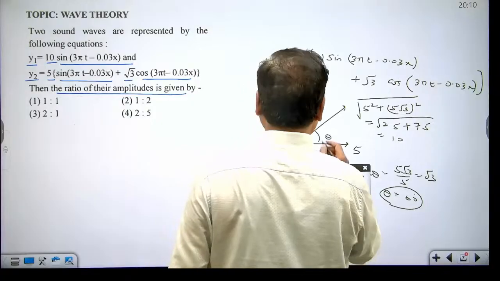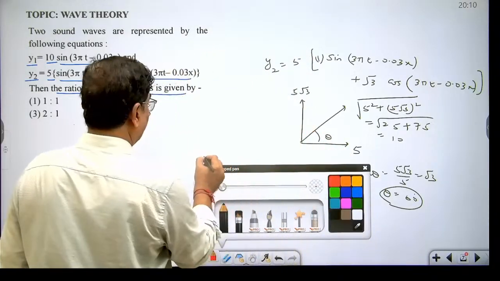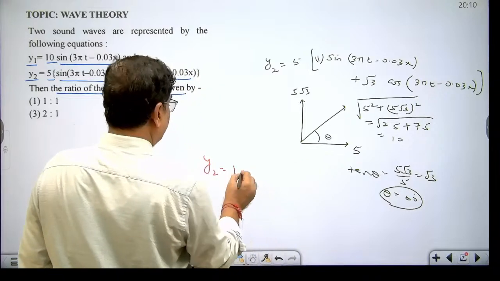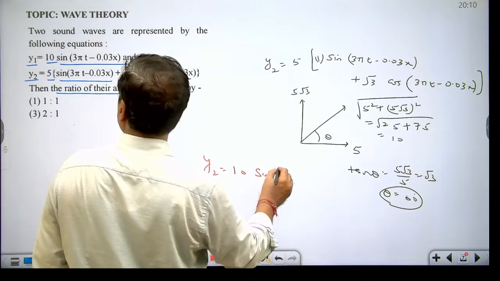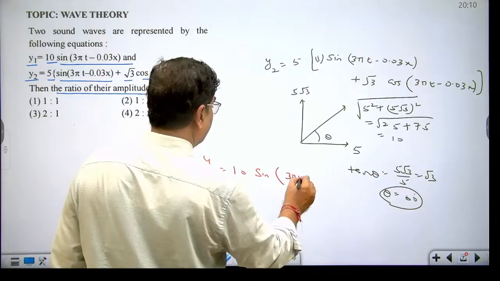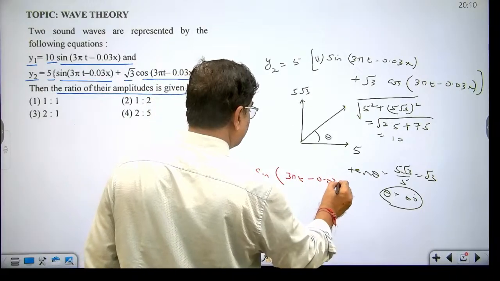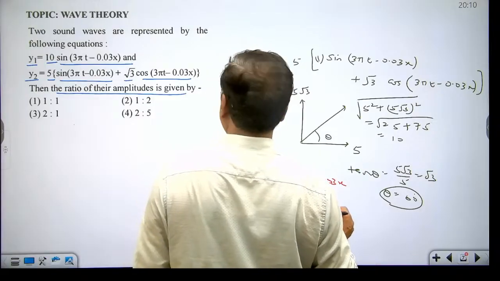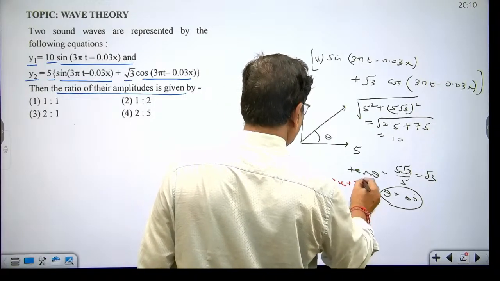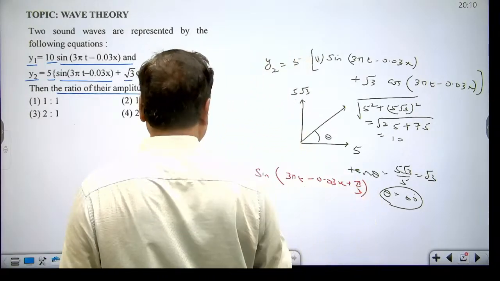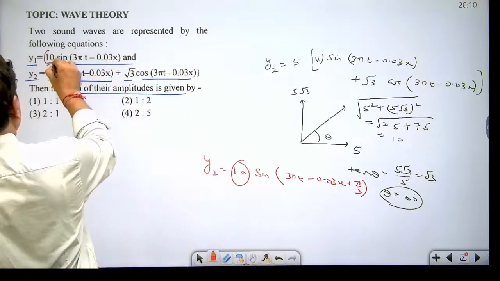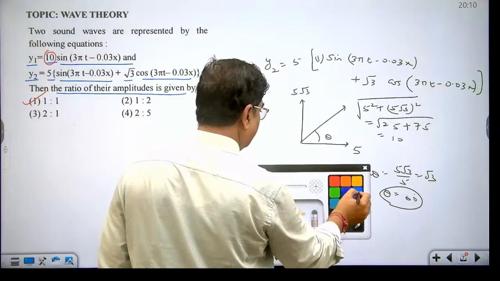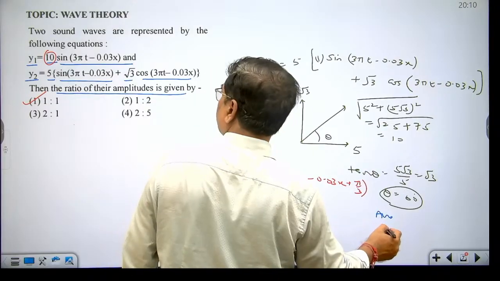So the above equation can be converted to y2 equal to 10 sin (3 pi t minus 0.03x plus pi by 3). Now ratio of amplitude, its amplitude is 10, its amplitude is also 10. So ratio is 1:1. So out of 4 choice, the correct choice is option 1.